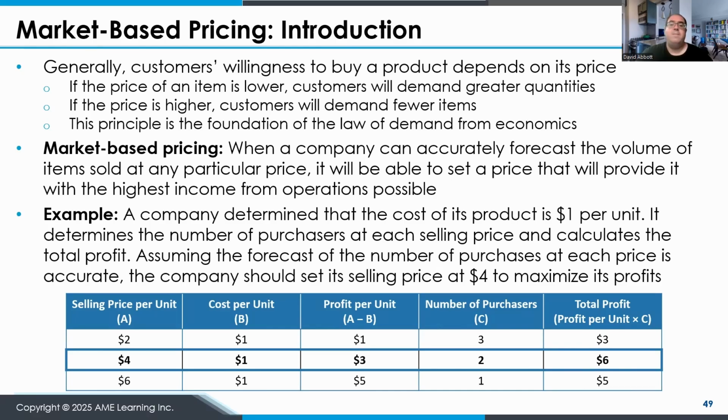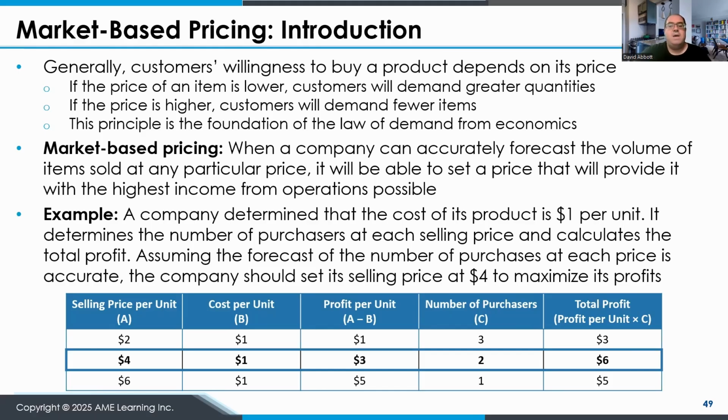So first we'll look at market-based pricing. Generally, customers' willingness to buy a product is going to depend upon its price. If the price of an item is lower, then customers' demand is going to be greater. If the price is higher, then customers are going to demand fewer items. This principle is the foundation of the law of demand in economics. And I know some of you I have in both managerial accounting as well as in micro. So we've talked already a little bit about supply and demand, and this is exactly where this comes into play.